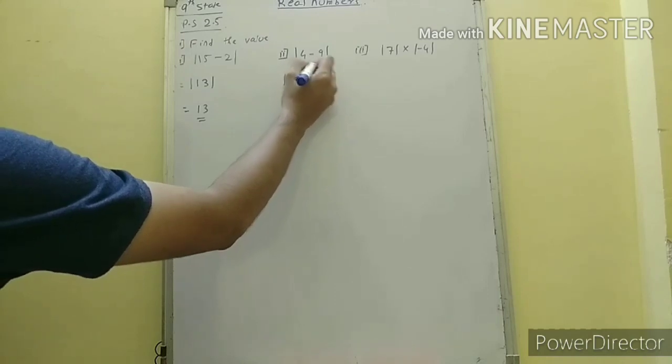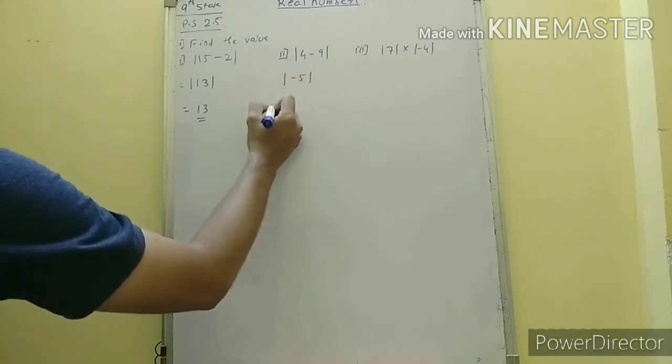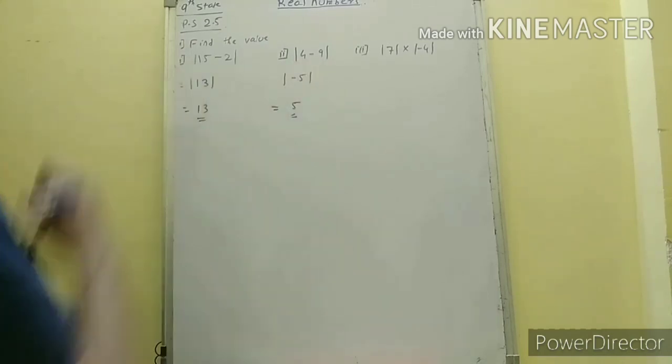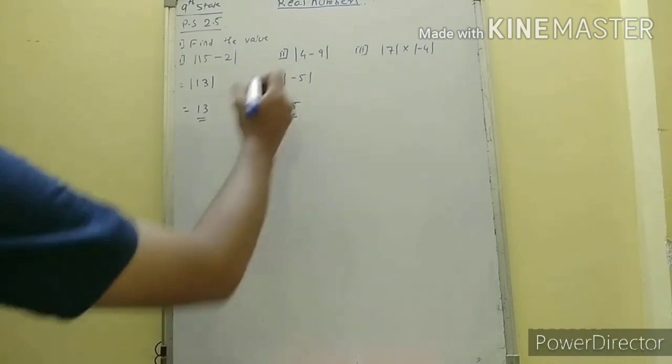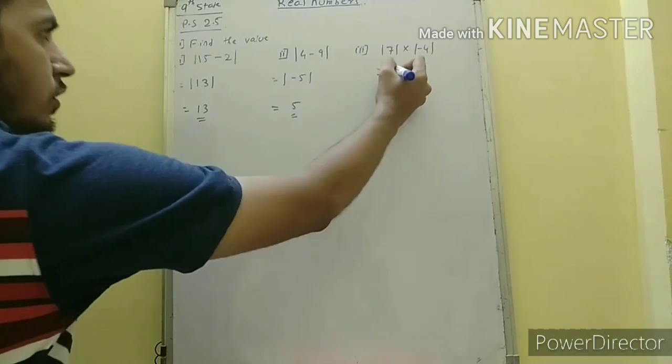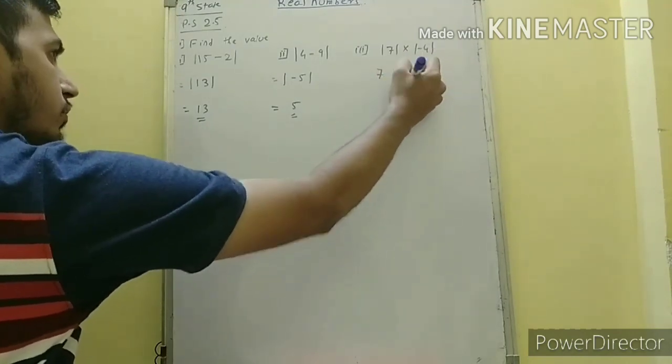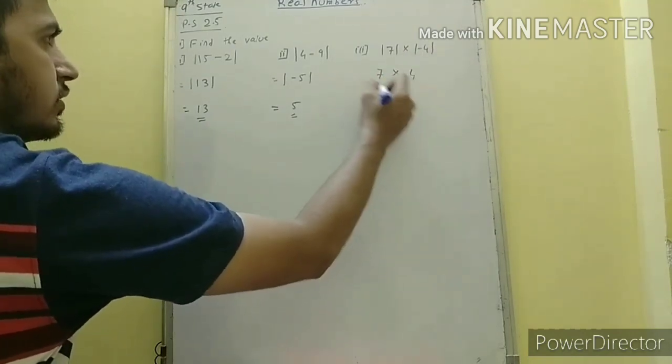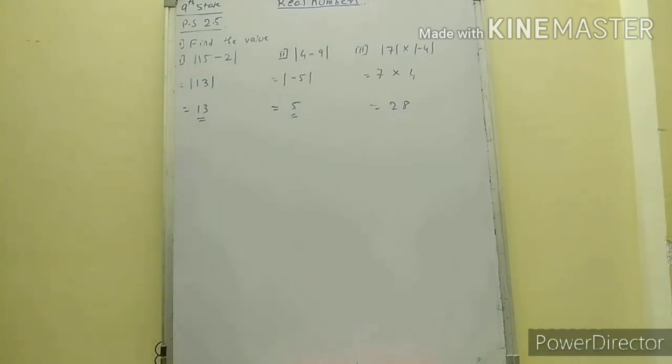Over here, 4 minus 9 is minus 5, but after coming out of the modulus sign, it will be 5. Okay, so 7 as it is, after coming out of the modulus, minus 4 will become 4, so 7 4s are 28. Okay, so this was the easiest part, but when we move to the next part, the second part, that is a very important one.